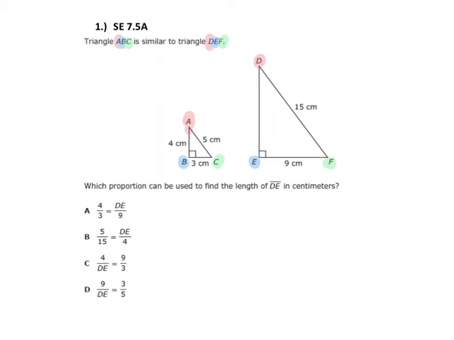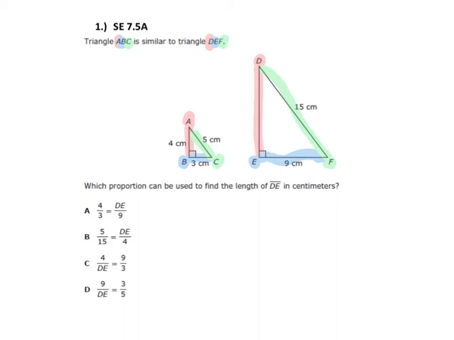We're going to go A to B, B to C, and C back to A. So we're going to do the same thing with the big triangle, D to E, E to F, and F back to D. So now we have color-coded our entire triangle.